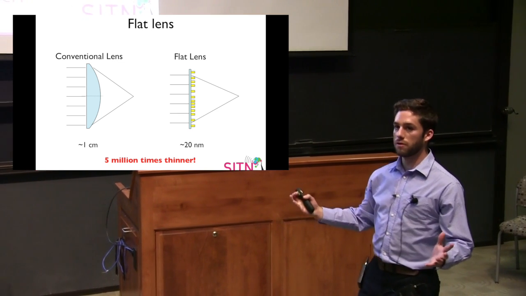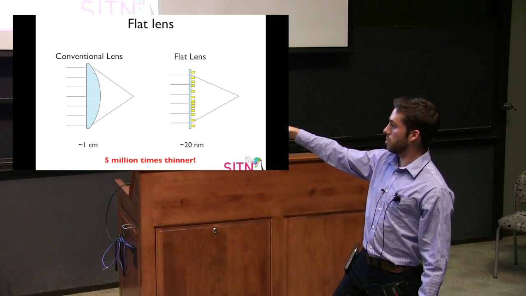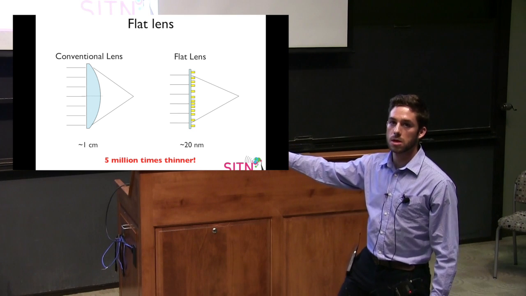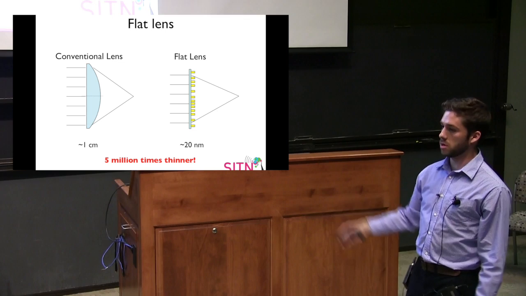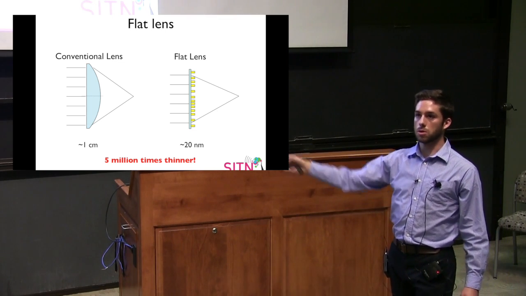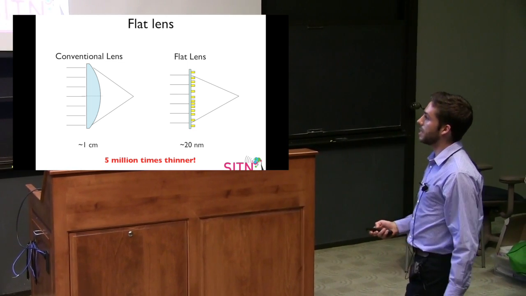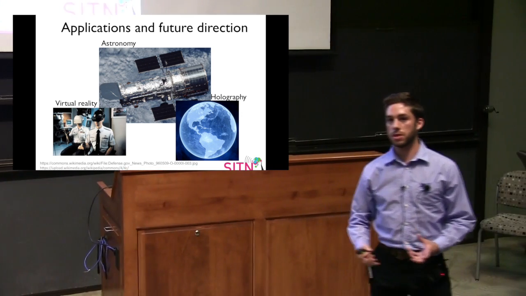But what we can do now, because of the fact that I have these units that I can design to send my light wherever I want, I can now, say, take a normal lens, which would be about 1 centimeter thick, and I can do the same thing in 20 nanometers. This means we can make essentially flat lenses, where my lens is now 5 million times thinner than this conventional optical component. So all of this has led to some really cool new areas that we're starting to apply these metamaterials.